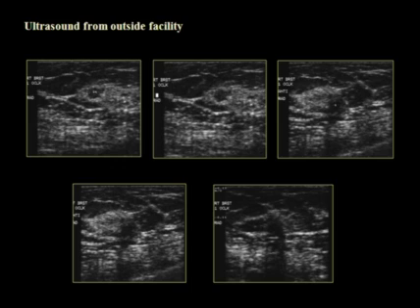This is a set of ultrasound images from an outside facility. The patient came to us for a second opinion. She had an abnormality or a questionable abnormality on an outside mammogram, and then had an ultrasound that was indeterminate. You see that this is a poor ultrasound set of images. It's difficult to tell what is fibroglandular tissue. Is this a real lesion, or basically a fake out because of the way that this patient's breast was scanned?